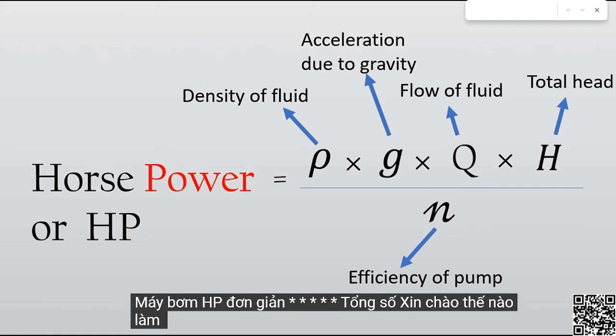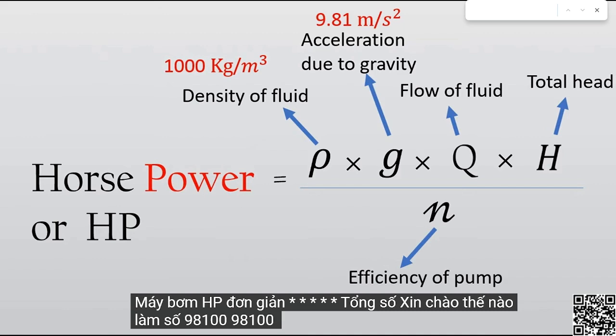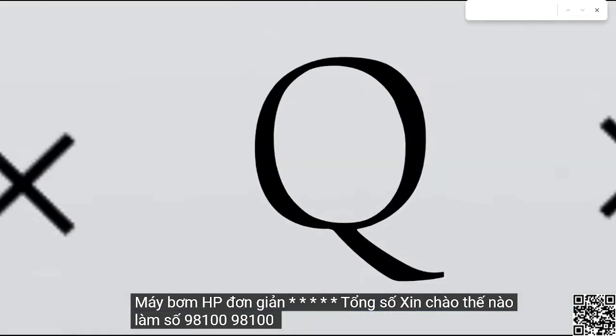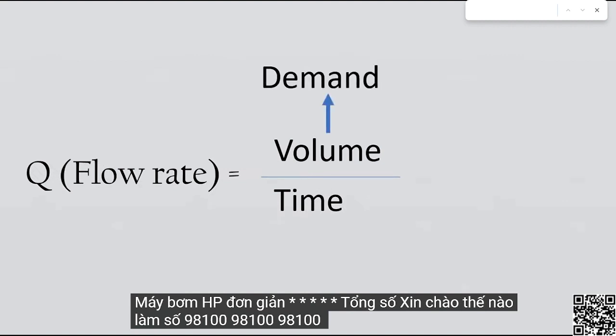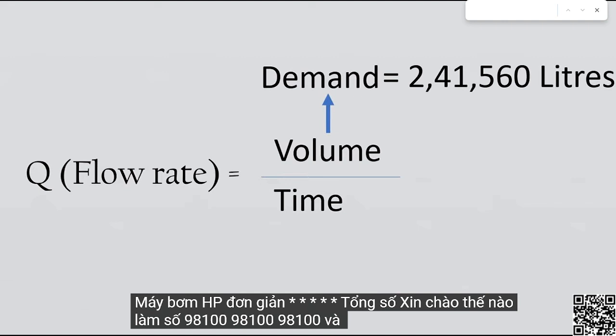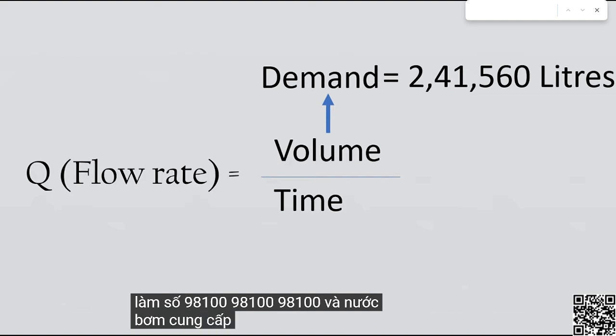As we know, here density of fluid means density of water, which is 1000 kg per meter cube, and acceleration due to gravity is 9.81 meter per second square. For flow rate, as we know, it is equal to volume upon time. As volume is demand here, and our demand is 2,41,560 liters. Time normally means the number of hours of water supply in a tank by the pump.